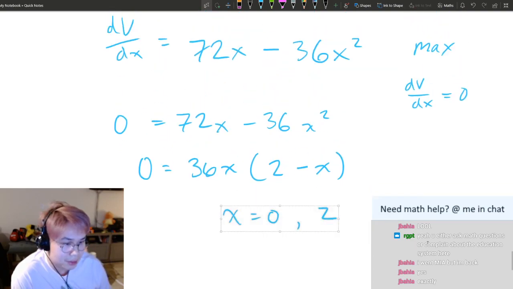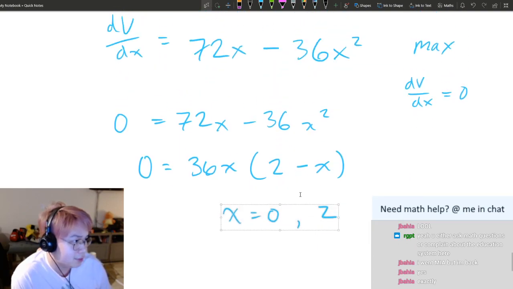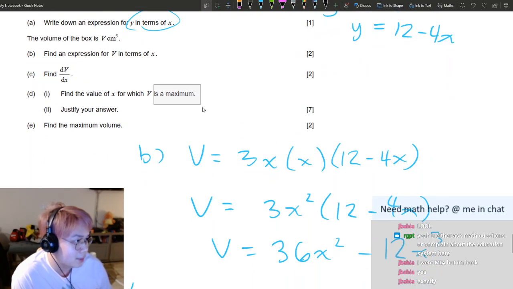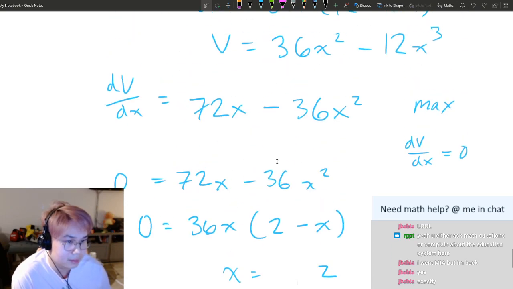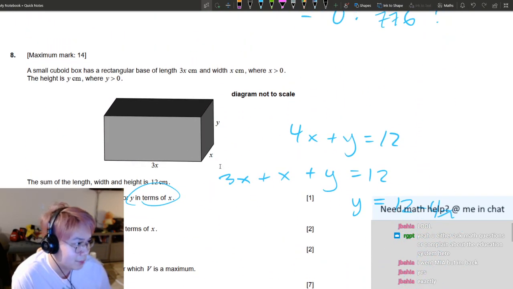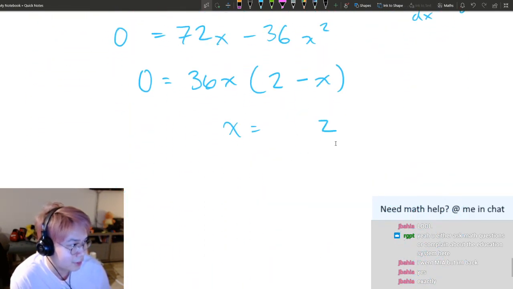Okay, so we have two critical points, and we need to find out which one is going to give us a maximum. And obviously, it's not going to be zero. Honestly, we shouldn't even consider zero, because x is the dimensions of a box, so if x is zero, you don't have a box. So realistically, our only option is two, but we still need to justify it, because as it stands right now, I mean, it's pretty intuitive, but you can't just say for sure it's a maximum. It could be a minimum.